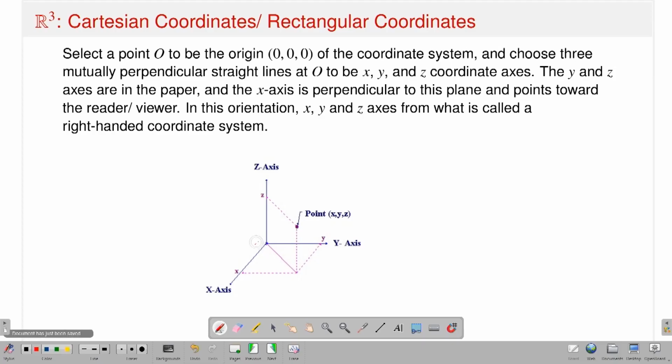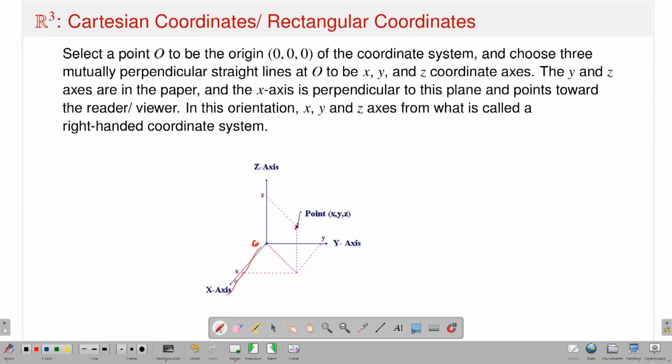Select the point O as the origin (0, 0, 0) and choose three mutually perpendicular straight lines at O to be the x, y and z coordinate axes. The y and z axes are on the paper and the x axis is perpendicular to this plane and points towards the reader or viewer. In this orientation, x, y and z form what is called a right handed coordinate system.